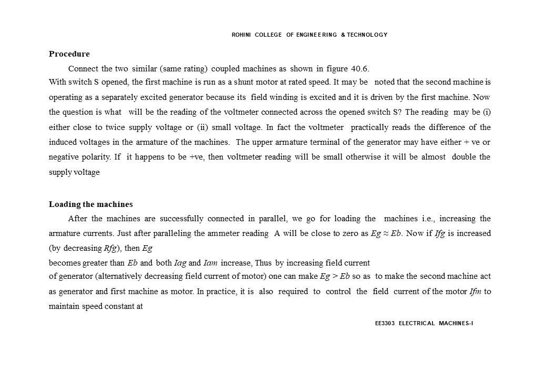Loading the machines. After the machines are successfully connected in parallel, we go for loading the machines, that is, increasing the armature current. Just after paralleling, the ammeter reading is close to 0. So EG becomes greater than EB and both IAG and IAM increase. Thus, to increase the field current of the generator, one can make EG greater than EB. So the second machine acts as a generator and the first machine acts as a motor. It is also required to control the field current of the motor to maintain the speed constant.